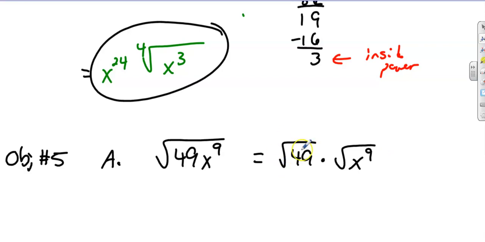The square root of 49 is just a plain old 7, so that one's good there. If you've got x to the 9th, again, for this we're going to take 2, because that's our power here, and divide it into 9. It goes 4 times with 1 left over. So we need 4 x's on the outside. We need 1 x on the inside.